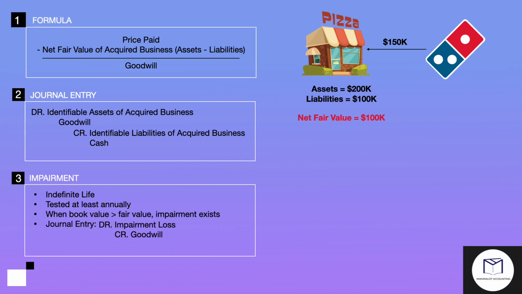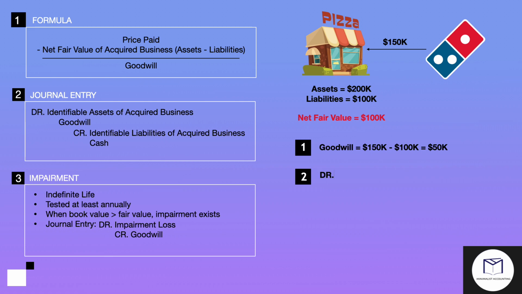Now, let's calculate goodwill using the formula from the left. We know that goodwill equals the price paid, which is the $150,000, minus net fair value of $100,000, giving us $50,000 in goodwill. We can see that the same can be calculated using journal entries. Let's use the information on the left and look at what that journal entry looks like.